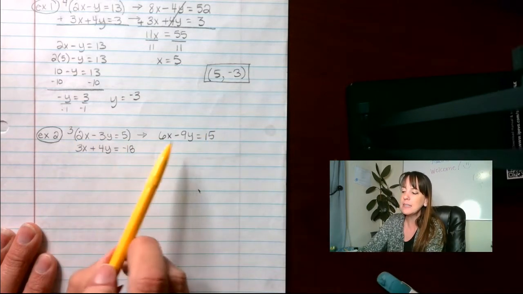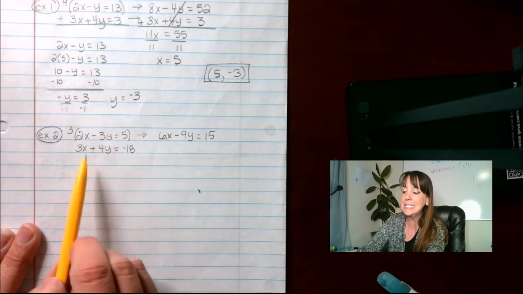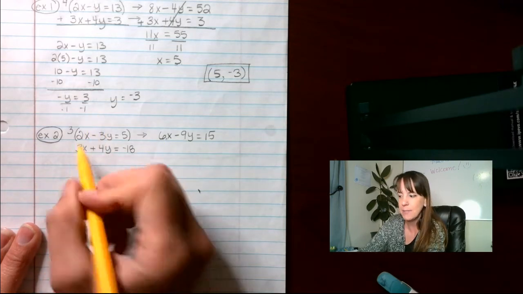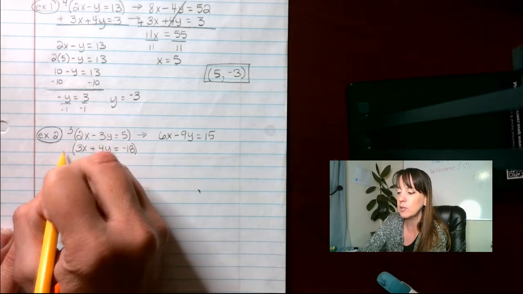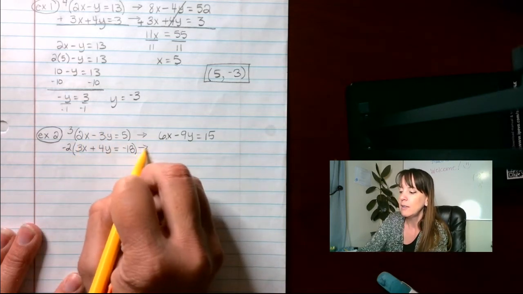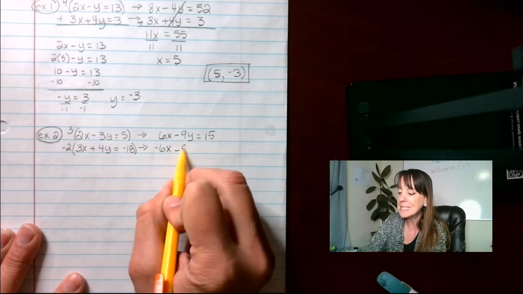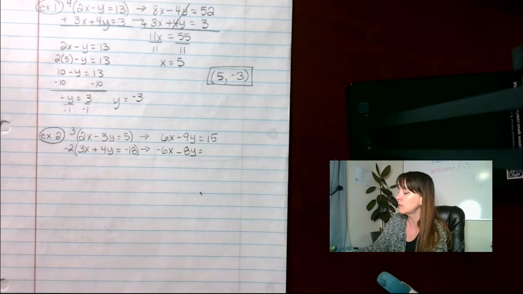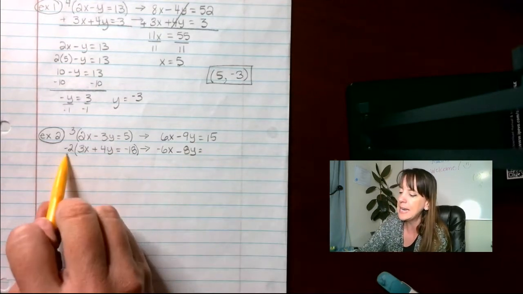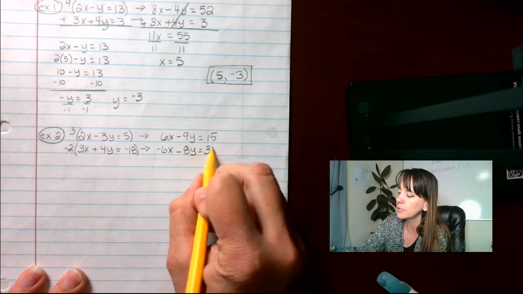Now, the opposite of positive 6 is negative 6. So what do I need to multiply this guy by? Negative 2. So you've got to be real careful with your signs there. If I do that, I get negative 6x minus 8y equals, I'm going to make a tiny little math error if I'm not careful. 36. Okay, just making sure. Negative 2 times negative 18 is positive 36.